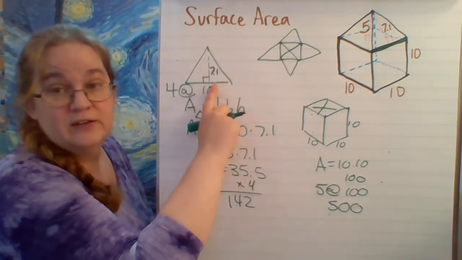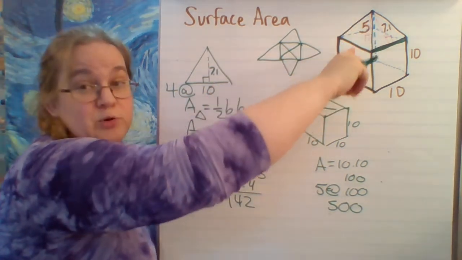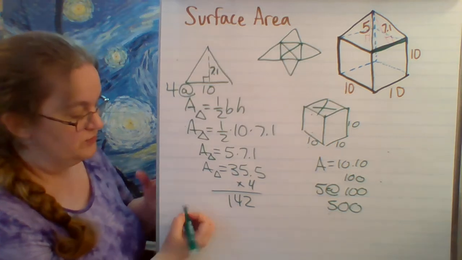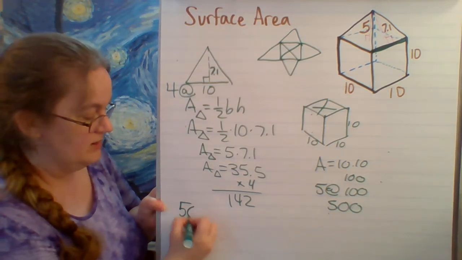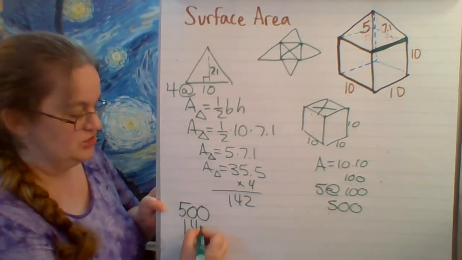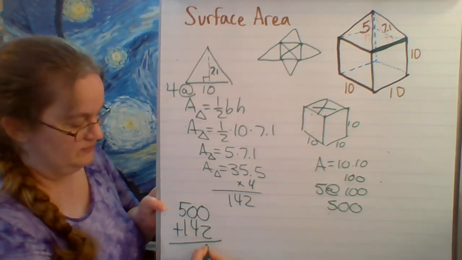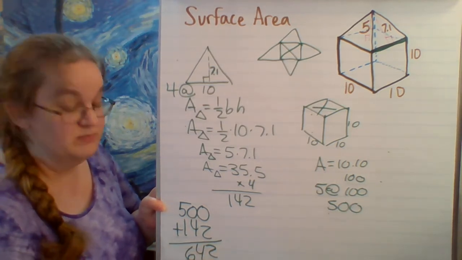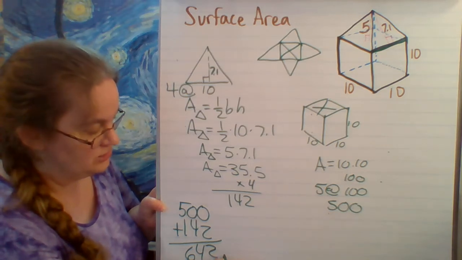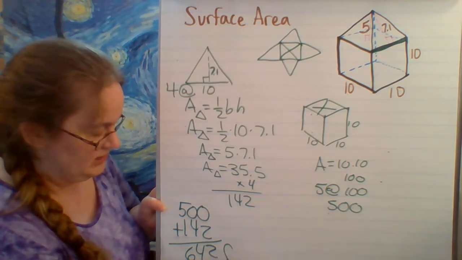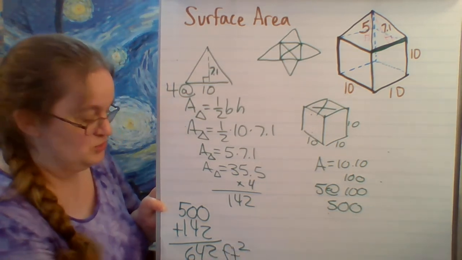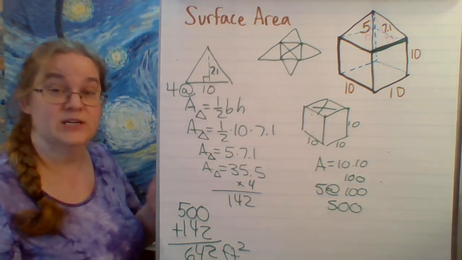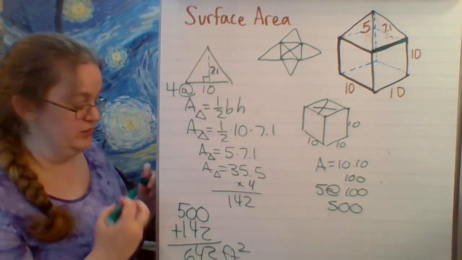The surface area of the pyramid that's showing are just the 4 triangles, and that's 142. So the final step is just to add those two together. So that's going to be 642, I think we were talking feet. I didn't write it on this one, squared. Because area is going to be square. So surface area is square units.